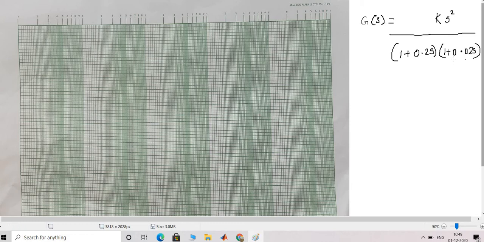An open loop transfer function of the system is given as G(s) = K s² / ((1 + 0.2s)(1 + 0.02s)). This is the open loop transfer function of the system.